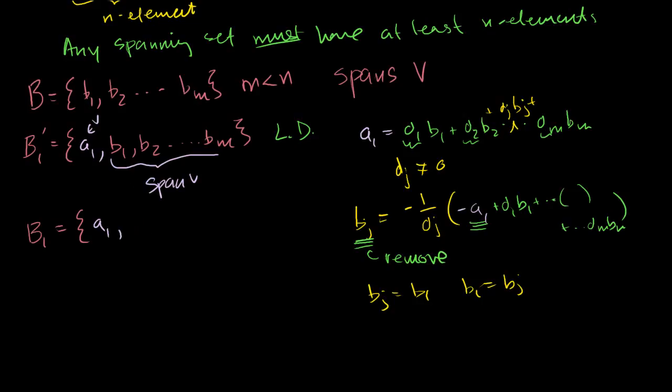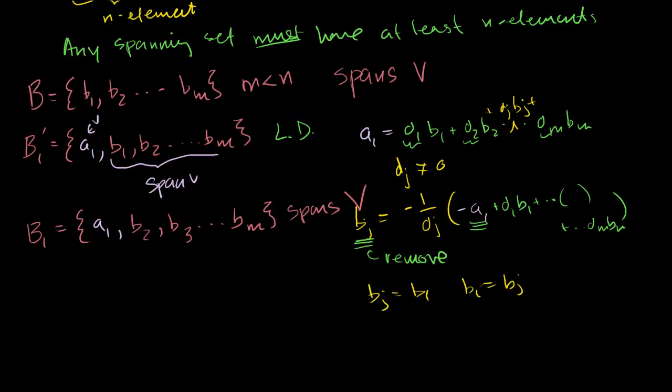Let me go to the other color. B2. And for all we know, BJ might have been B1. We don't know. There are probably multiple of these that are non-zero, so we could have picked any of those to be our BJ. But anyway, we took our BJ, renamed it B1, and removed the B1. And so now our set looks like this: B3 all the way to BM. And this set still spans V. And we know that because the guy we removed can be constructed with a linear combination of these guys. So we haven't lost our ability to construct all of the vectors in V.